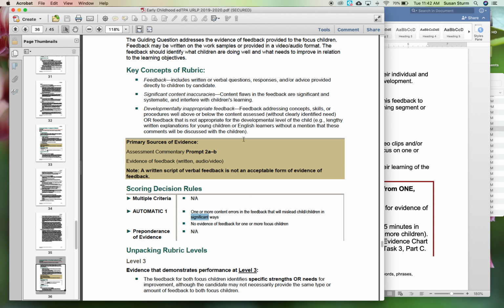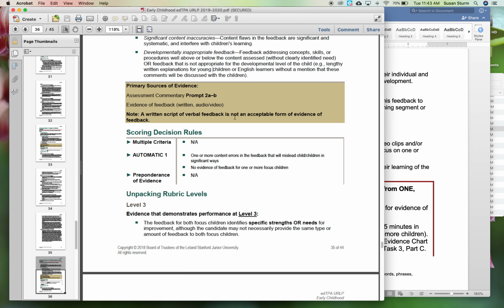And developmentally appropriate feedback addresses concepts, skills, or procedures well above or below the content assessed, or your feedback is not appropriate for the developmental level of the child. So if you're in pre-K and you give them written feedback, or you're in kindergarten and you give them a 95%, they're not going to understand that. So your feedback needs to be appropriate developmentally for them. And also, if you have English language learners, you need to accommodate for them in your feedback.